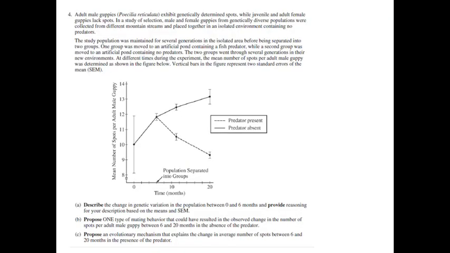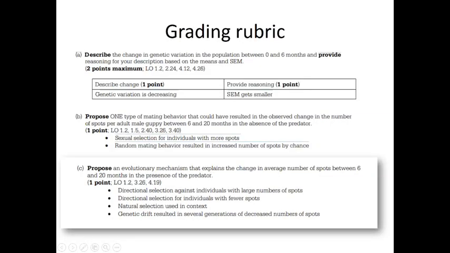So if we go back to our graph for a second, here we started off with error bars that were very, very far apart. And over time, those error bars got smaller, at least between 0 and 6 months. So because the error bars were smaller, that meant that the standard error of the mean was smaller, which meant that the standard deviation was smaller, which meant that the variation in those samples was smaller. So what we needed to say here, in terms of the rubric, was that genetic variation is decreasing between 0 and 6 months. And we're going to provide a reasoning essentially by saying that the standard error of the mean gets smaller between 0 and 6 months.